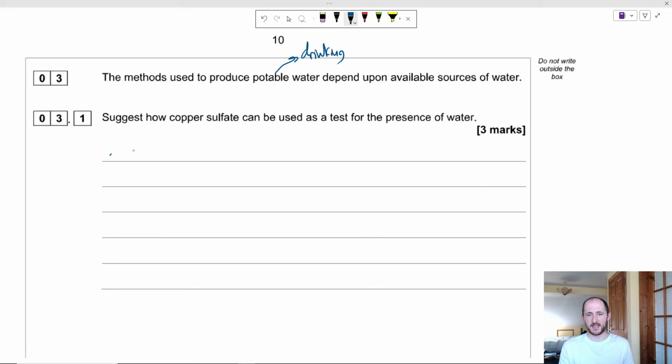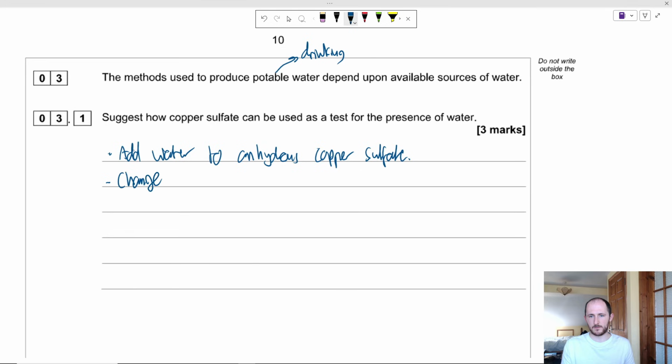So the first thing is that you're going to add water to, and we tend to call it anhydrous, which just means it isn't wet, there isn't water present, copper sulfate. And then you're going to describe the change that happens. So copper sulfate, anhydrous copper sulfate specifically, is white. So it changes colour from white.